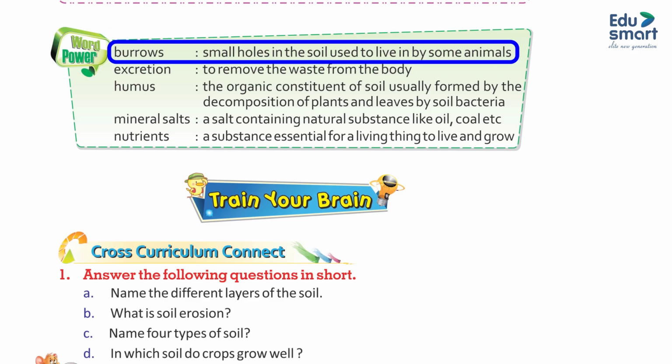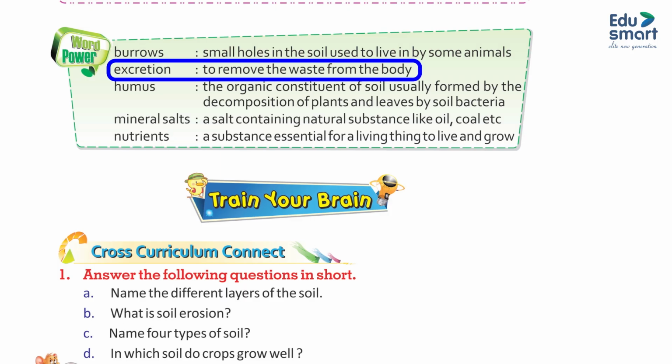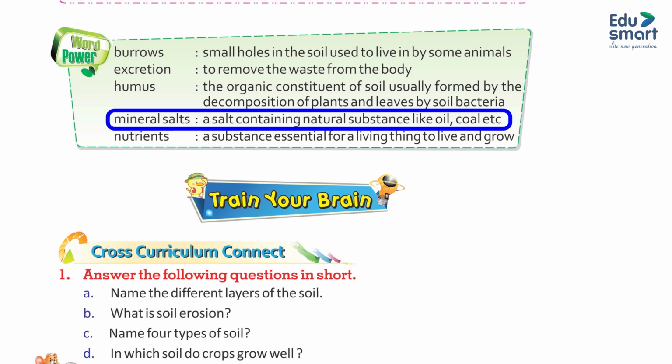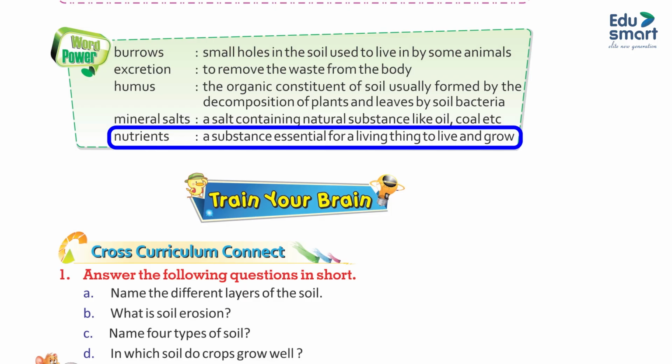Word power. Burrows, small holes in the soil used to live in by some animals. Excretion, to remove the waste from the body. Humus, the organic constituent of soil usually formed by the decomposition of plants and leaves by soil bacteria. Mineral salt, a salt containing natural substance like oil, coal, etc. Nutrients, a substance essential for a living thing to live and grow.